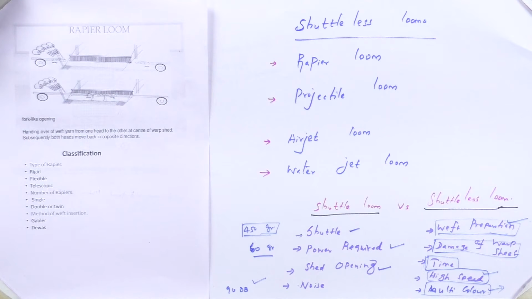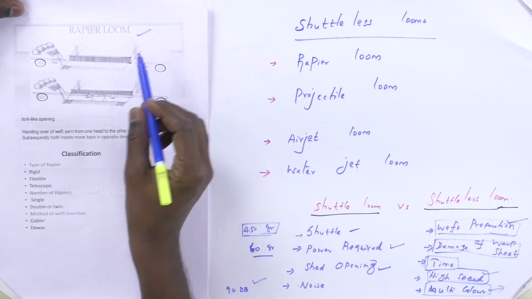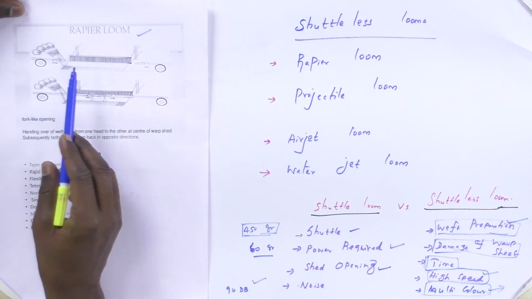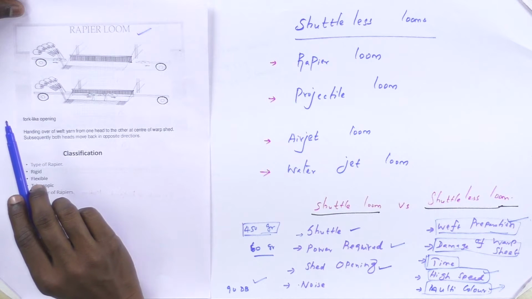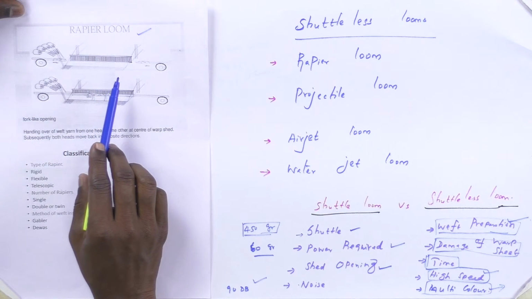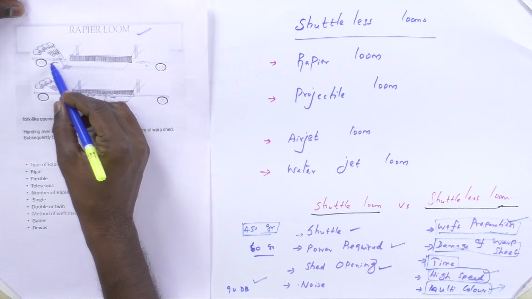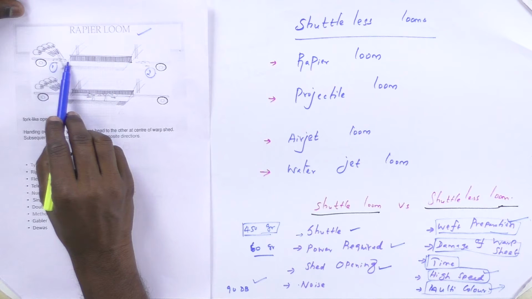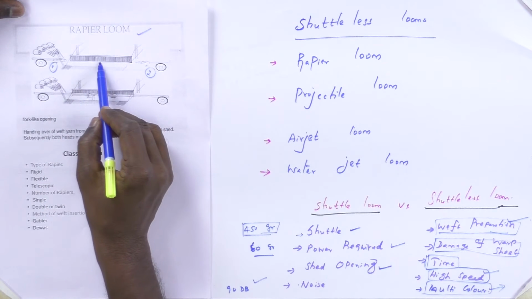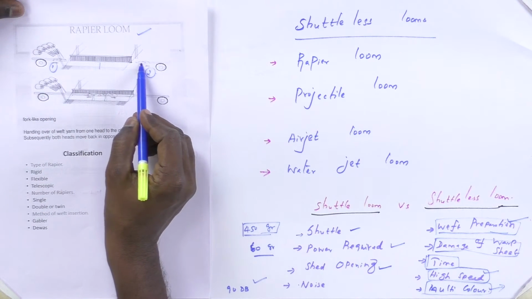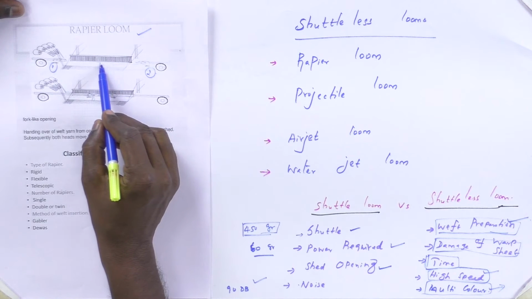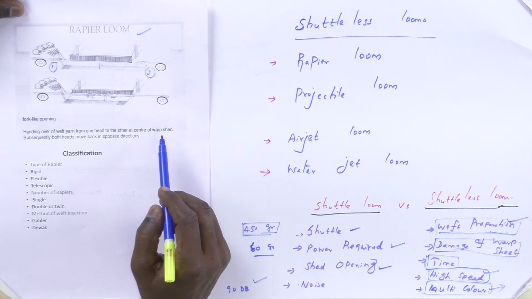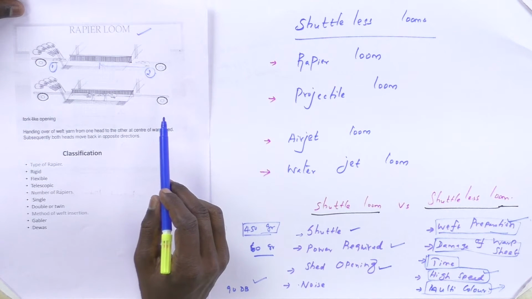So now we are going to discuss the rapier loom. In the rapier loom, this is a rapier which carries the weft inside the shed. Normally, in practice, two rapiers are used. This is the first rapier. This is the second rapier. This rapier carries the weft up to the half of the shed. The second rapier comes over here and takes the weft for the remaining portion. By this way, we can reduce the time for inserting the pick.